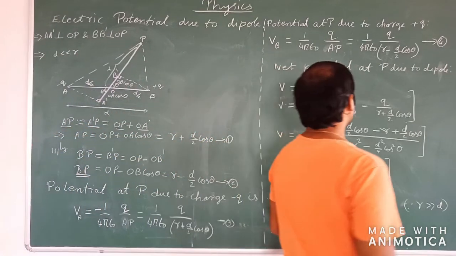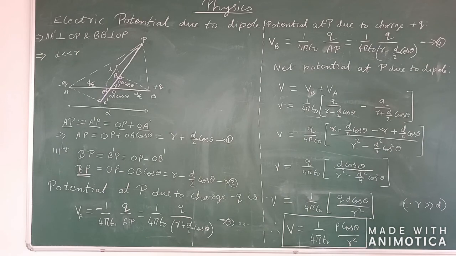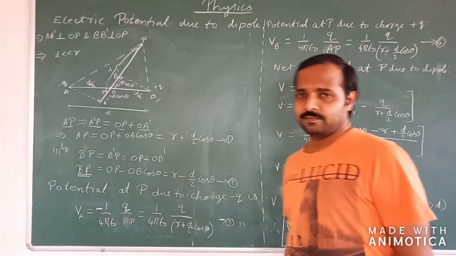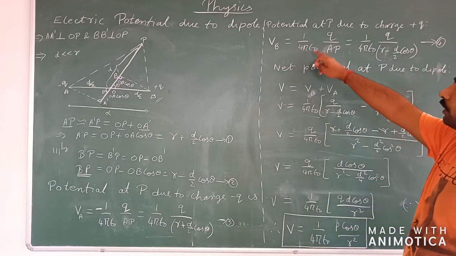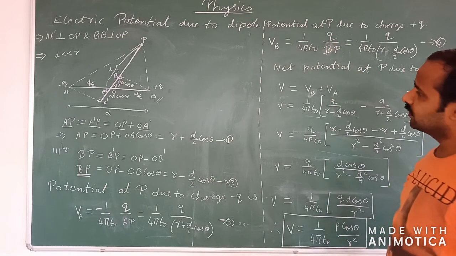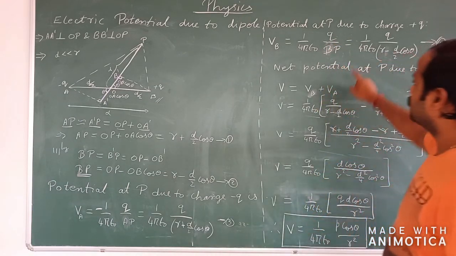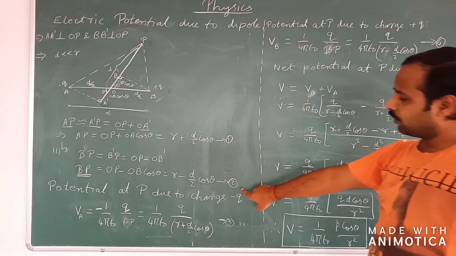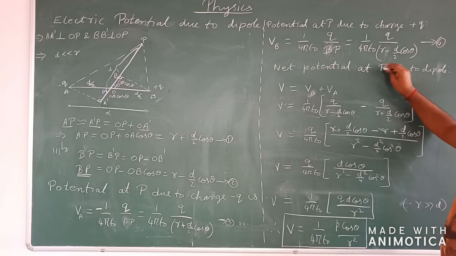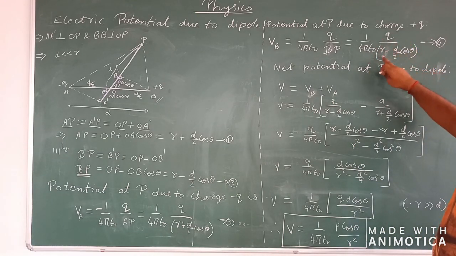So next we go to the potential at point P due to the charge plus Q at point B. So it will be equal to 1 by 4 pi epsilon naught into Q divided by BP. BP I have already found out from equation 2 to be R minus D by 2 cos theta. So 1 by 4 pi epsilon naught into Q divided by R minus D by 2 cos theta. This will be equation number 4.